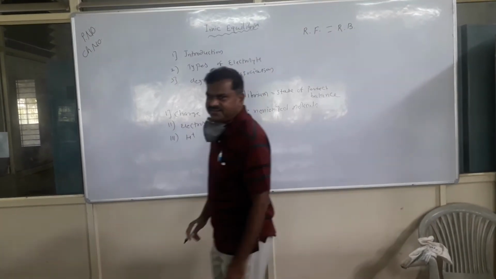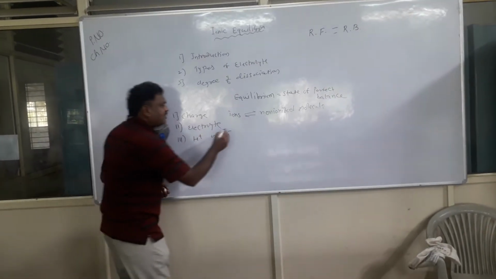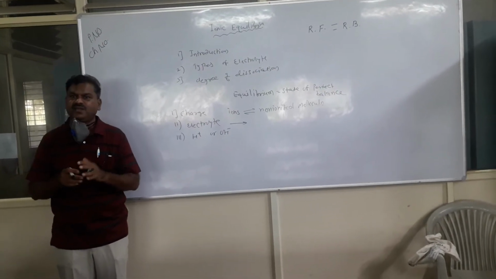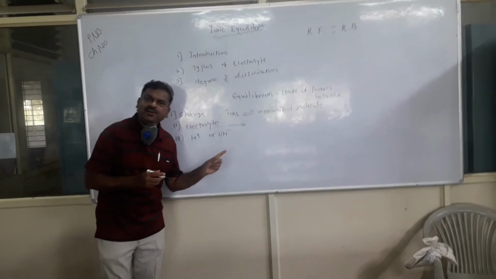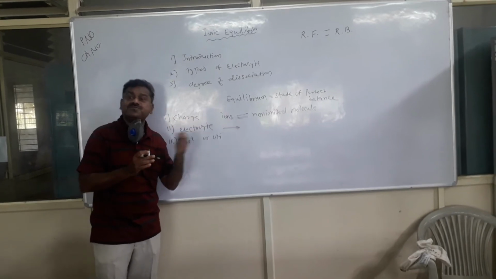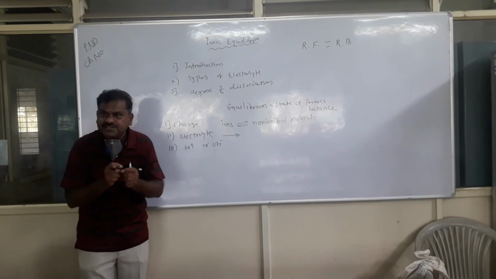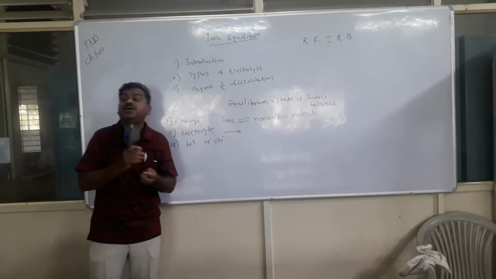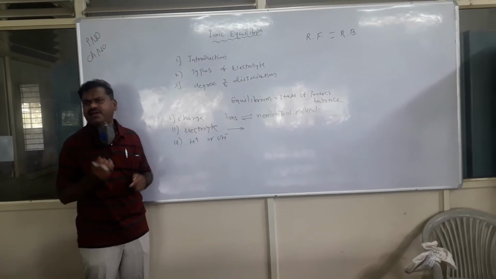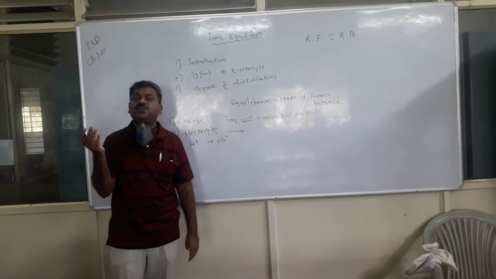Secondly, the electrolyte. Electrolyte is a substance which conducts electricity, or an electrolyte which contains charged particles or ions. An electrolyte contains ions and produces electricity. And you know very well, a non-electrolyte does not conduct electricity, and that is called a non-electrolyte.